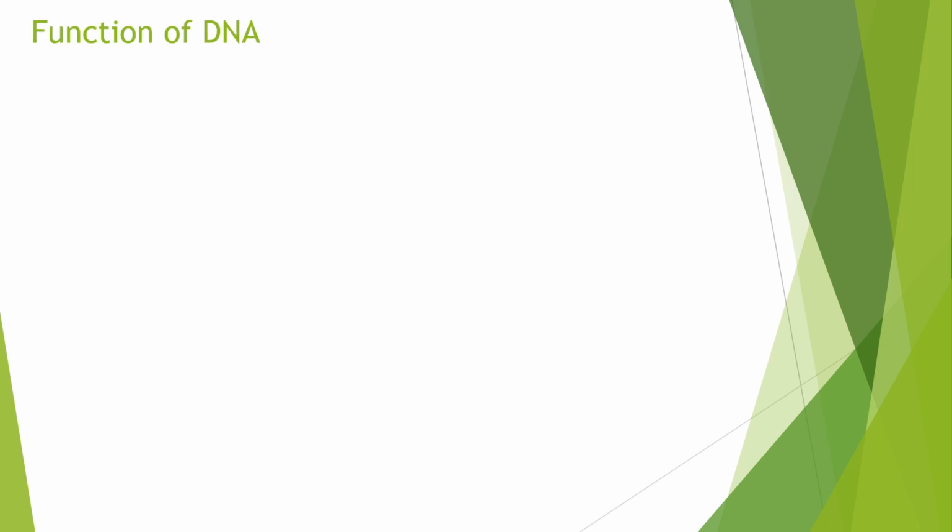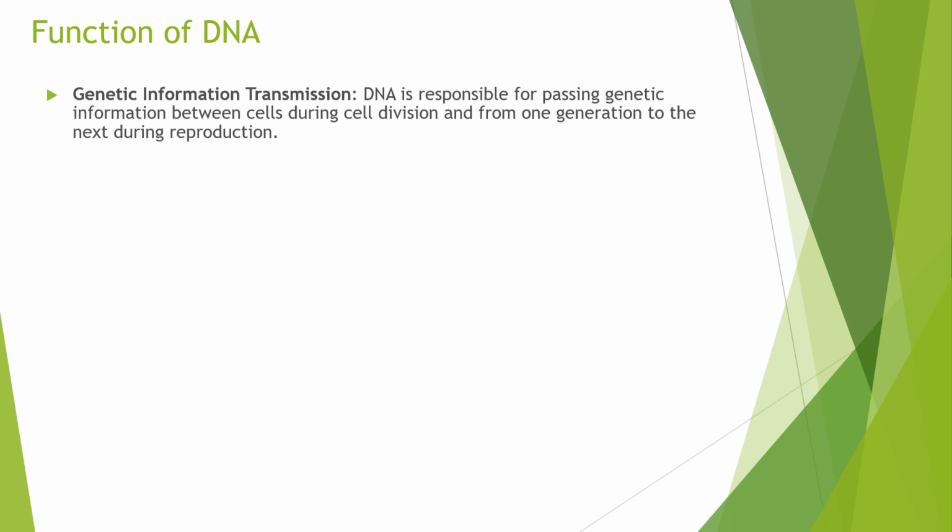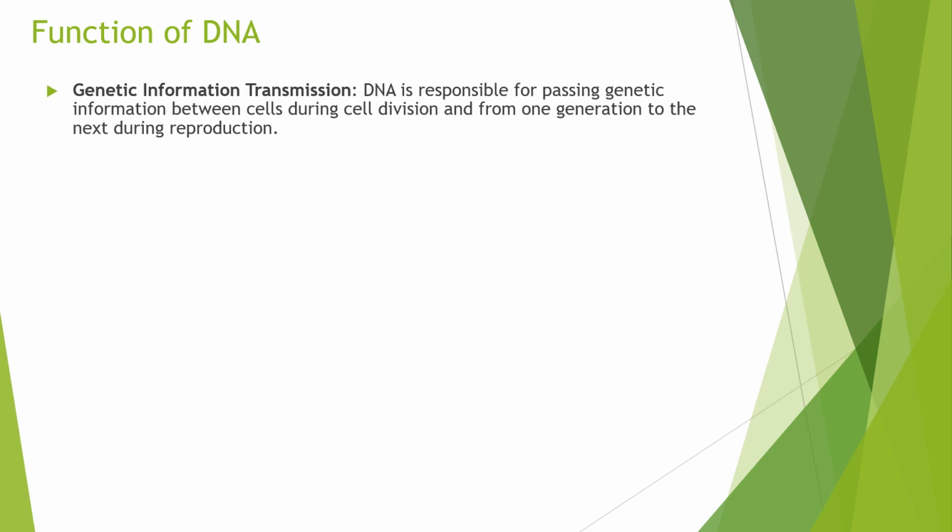Okay, so now we've taken some time to go over and discuss and familiarize ourselves with the structure of DNA. Let's take a look at the function. So DNA is essential for passing on genetic information. It's responsible for the transmission of genetic material from cell to cell during mitosis, as well as from one generation to the next during reproduction. This ability to reliably transfer genetic information ensures that characteristics are inherited and allows for the continuity of life.